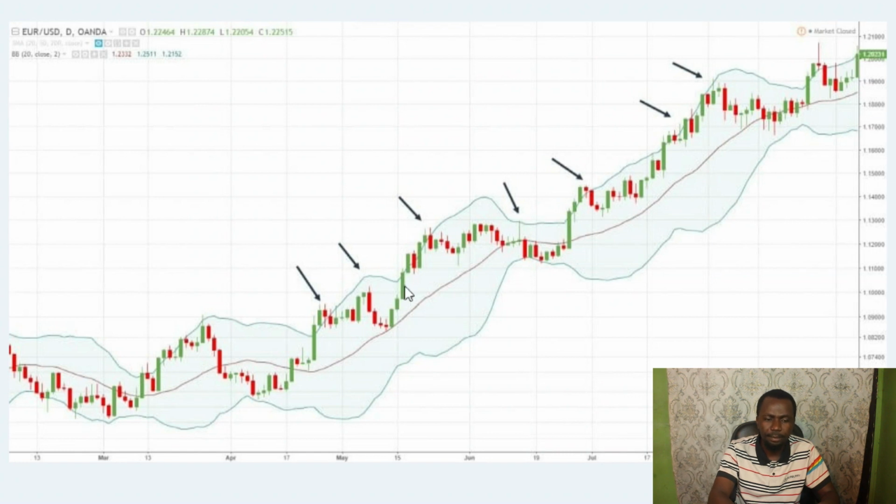So what you do is that whenever the market comes to this 20 moving average, you place your buy trade, right? And when the market gets to the upper Bollinger band, it tends to reverse back and test the 20 moving average. So that is where you are expected to place your buy trade, right? So this is how you trade using the Bollinger band.